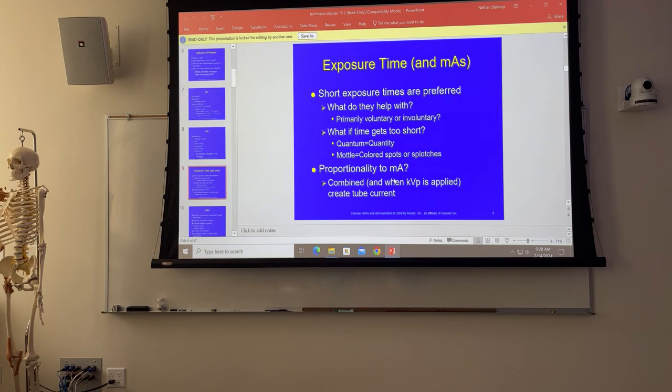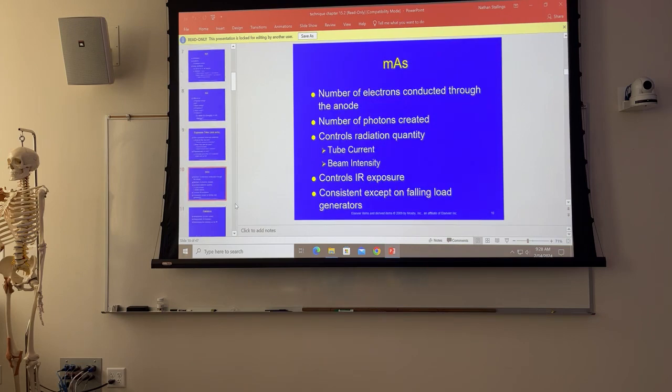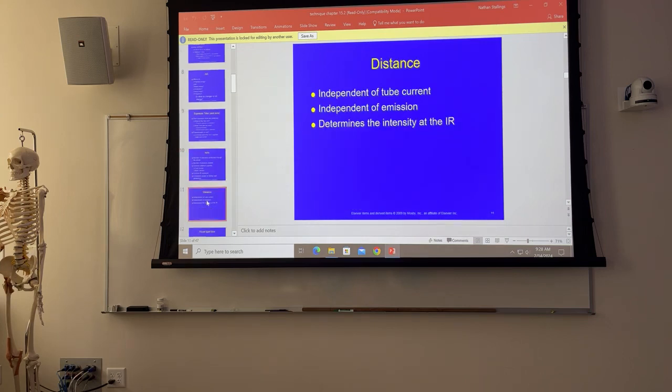So you want to utilize as short an exposure time as possible whenever you're doing pediatric patients, and especially infants and toddlers. So mass, again, just controls the number of photons we emit. And then we talked about distance, and a few things to remember about distance. One is that if you change your distance, in order for there to be a change in the tube current, and that is the mass or the intensity, something else has to change, right?